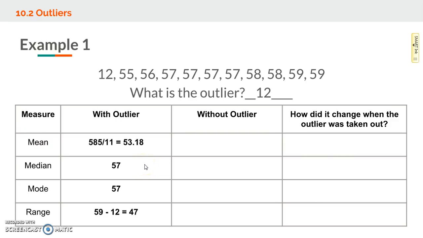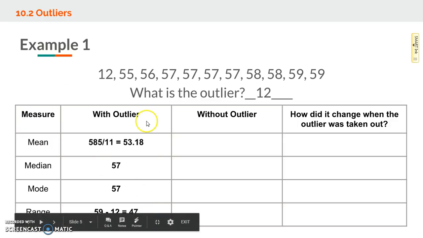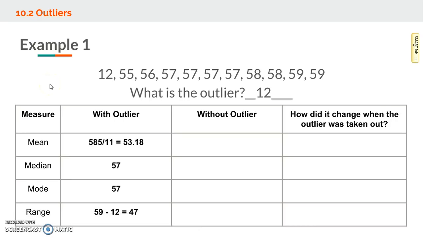The median, if we cross off numbers to get to the middle, our 57 is our median. And then I just talked about our mode, what occurs most often. There's our 57. And then our range. So we're going to take the largest number minus the smallest number to get a range of 47. All right, so there's our information that includes the 12 as our outlier. We're going to solve the middle column now, but now we're going to take out that 12. So what does it look like when the 12 is not part of our data?